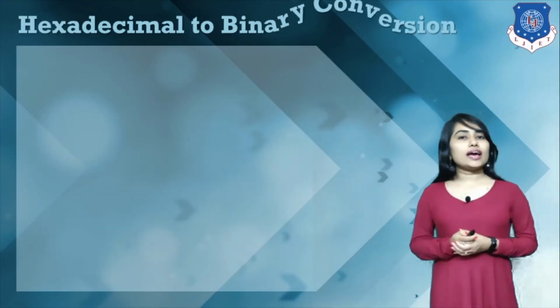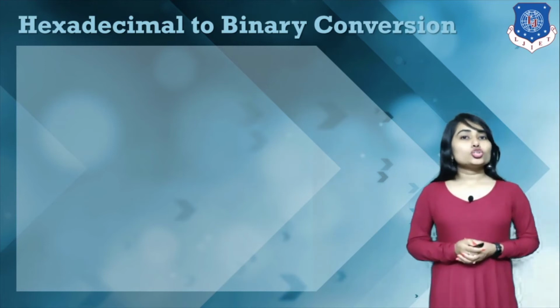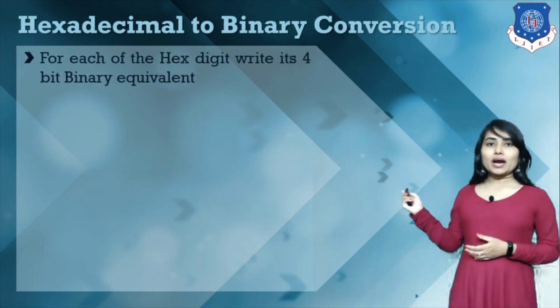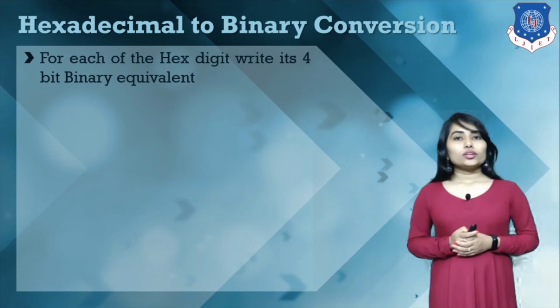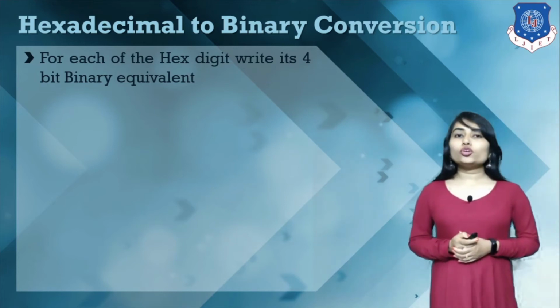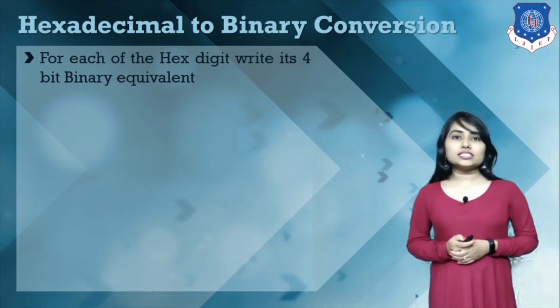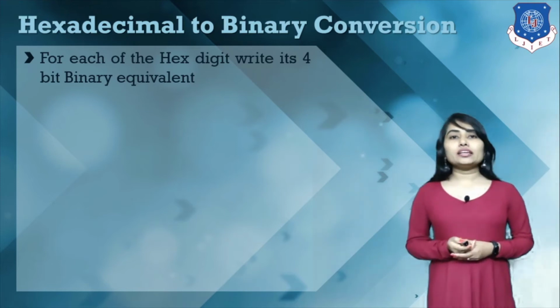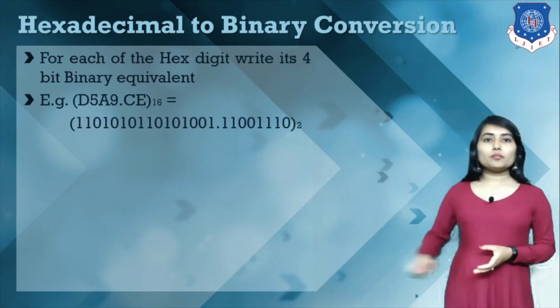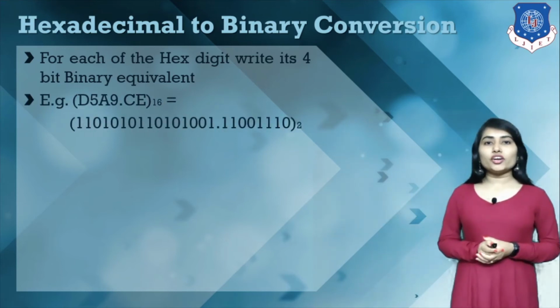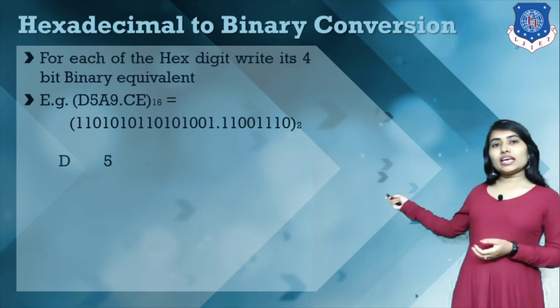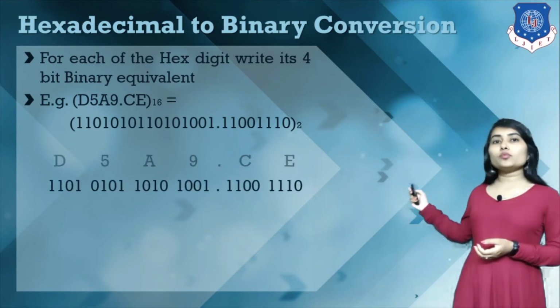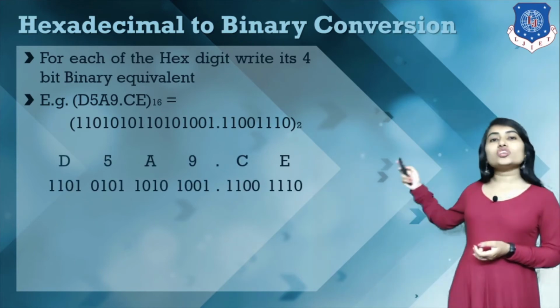Now let's discuss how we can convert a hexadecimal number into binary. If 4 bits of binary are equivalent to 1 hex digit, then 1 hex digit is equivalent to 4 bits of binary. So by considering 4 bits of binary, we can write a hex number as a binary value. Here we have an example. This hexadecimal number D5A9.CE can be converted into binary, and it is written like this.